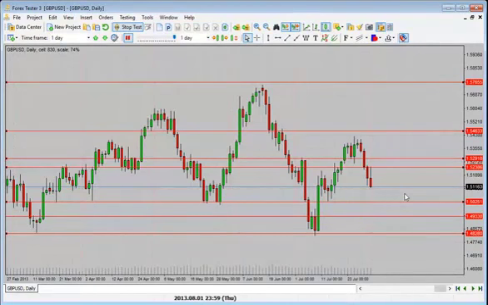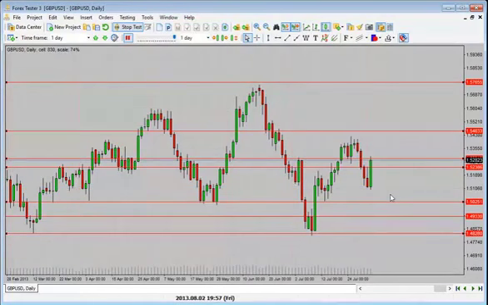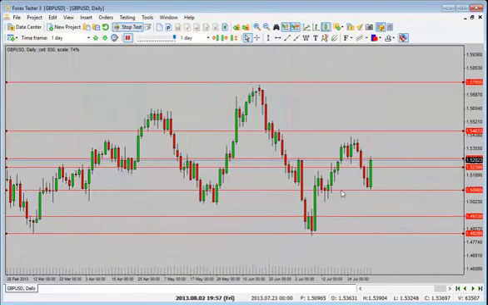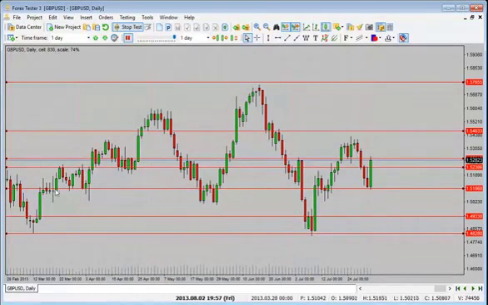So for me here, the bias is still to the downside. So I would be looking for price to go down further into the next level of support and resistance here. So my bias here is bearish. So let's take a look. Okay, so not quite. We got stuck here. Price has not been able to break below this level. So as we can see, there's support and resistance in that level.